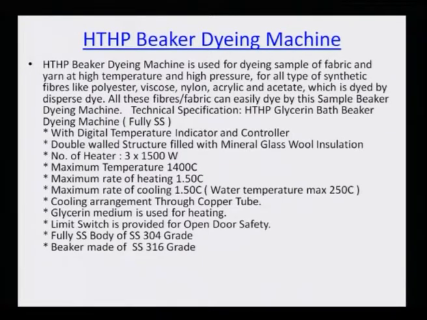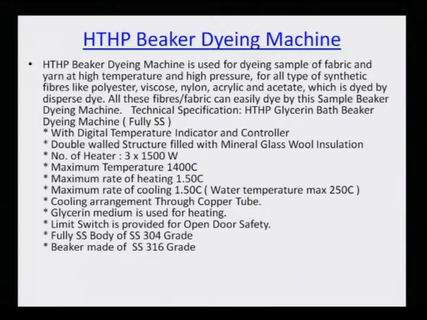The technical specification is that the HTHP glycerine bath beaker dyeing machine is fully made out of stainless steel, SS meaning stainless steel, with digital temperature indicator and controller, double wall structure filled with mineral glass wool insulation. Number of heaters is 3, each having 1500 watt heating capacity. Maximum temperature that can be attained is 140 degrees centigrade. Maximum rate of heating is 1.5 degrees per minute, and at that rate it can go up to 140, and maximum cooling rate is also 1.5 degrees per minute. Water temperature maximum goes to 250 degrees. Cooling arrangement is through copper tube.